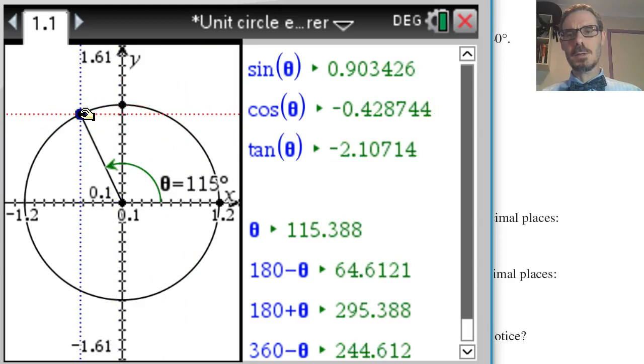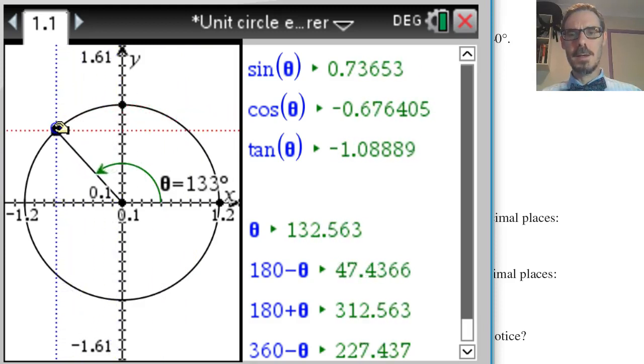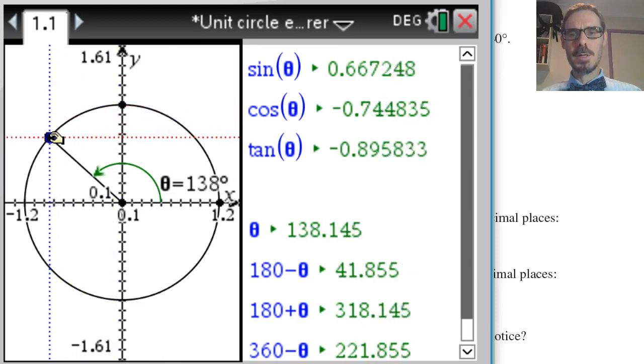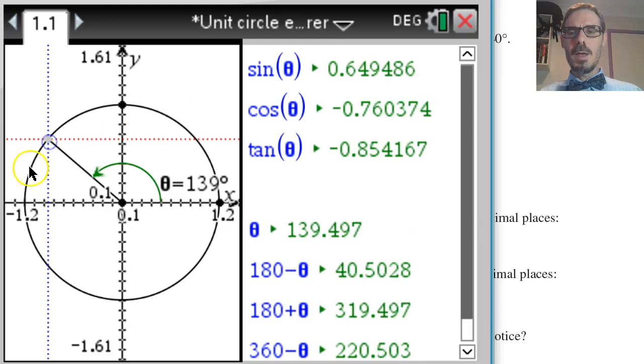Let's go across to 140 degrees. Should have made my program so I could type in the angle, shouldn't I? So the x-coordinate here is 0.76, only it's negative. And the y-coordinate is 0.65. So that worked. Does it work for other angles?